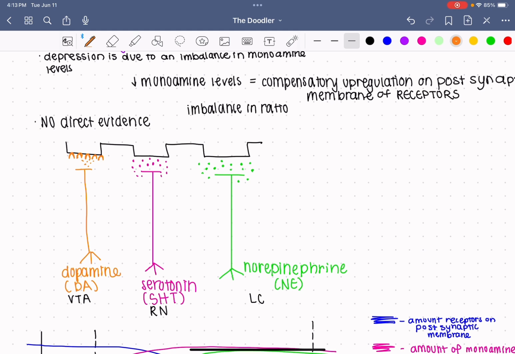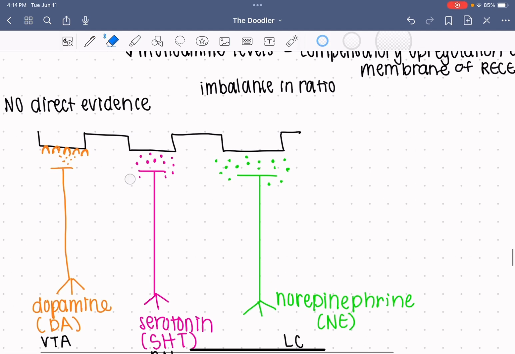There are some studies showing that people who committed suicide had higher levels of receptors for some specific monoamines, but it's not enough. There's not enough evidence showing that just because you have low levels of monoamines, you will have symptoms of depression. So that's when the neuroplasticity hypothesis comes in.